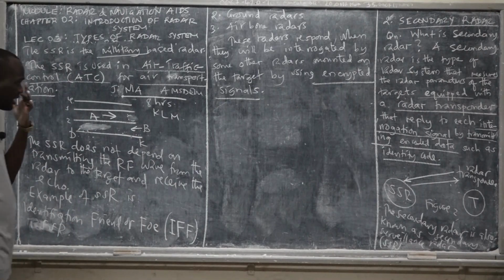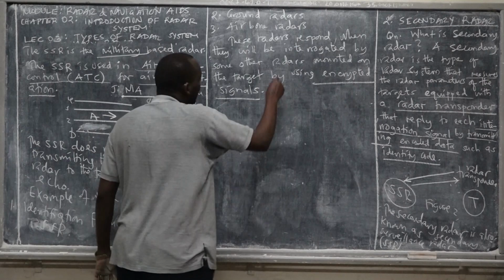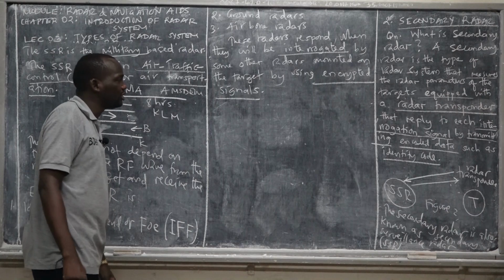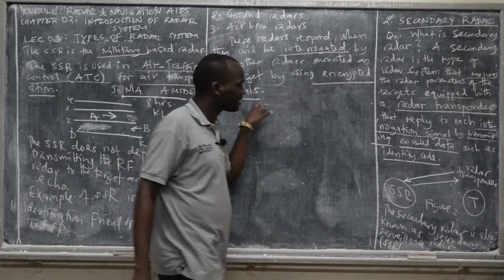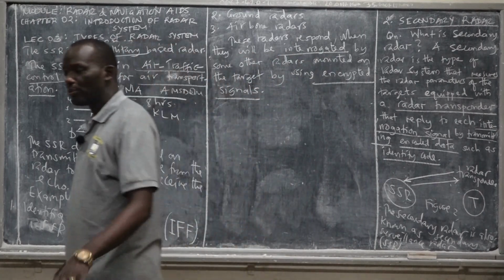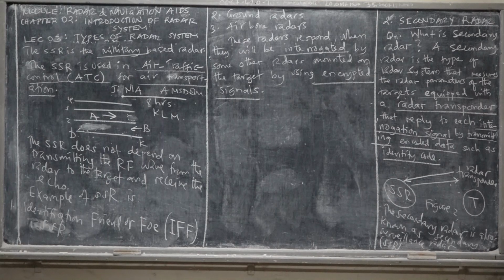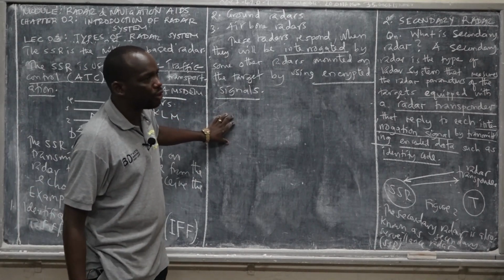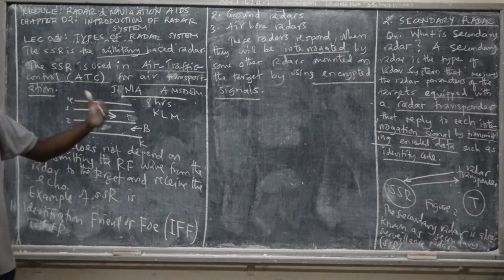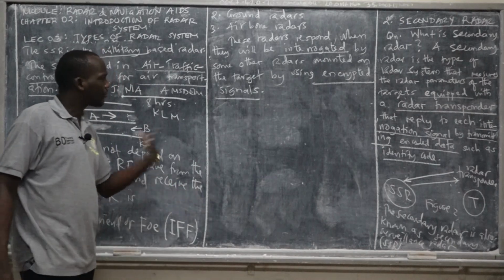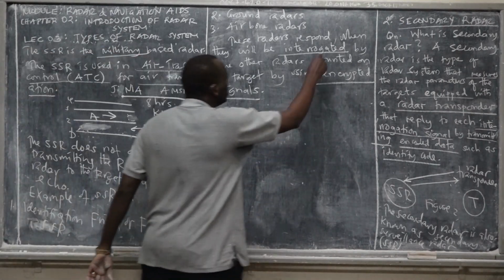So these radars respond when they are interrogated by what? By some other radars mounted on the targets by using the encrypted signal. Encrypted signal is just encoded data, which is what we call it in telecommunication. So it means we'll have the encoder and the decoder on the ground radar. But on the radar transponder, we also have an encoder and what?